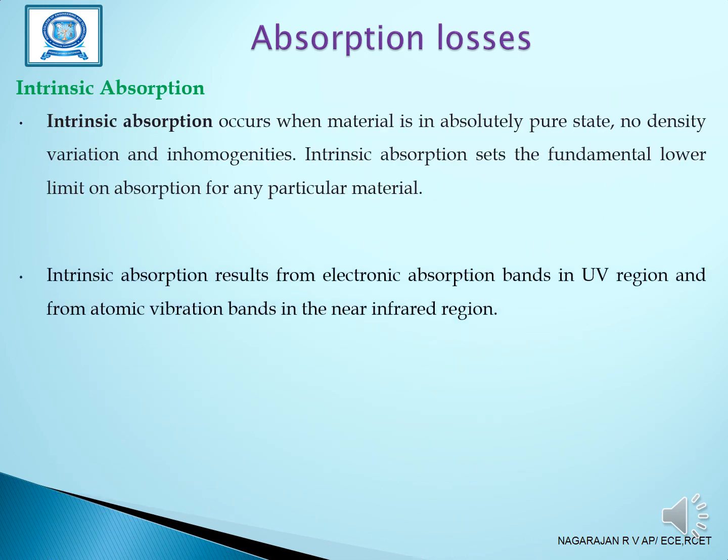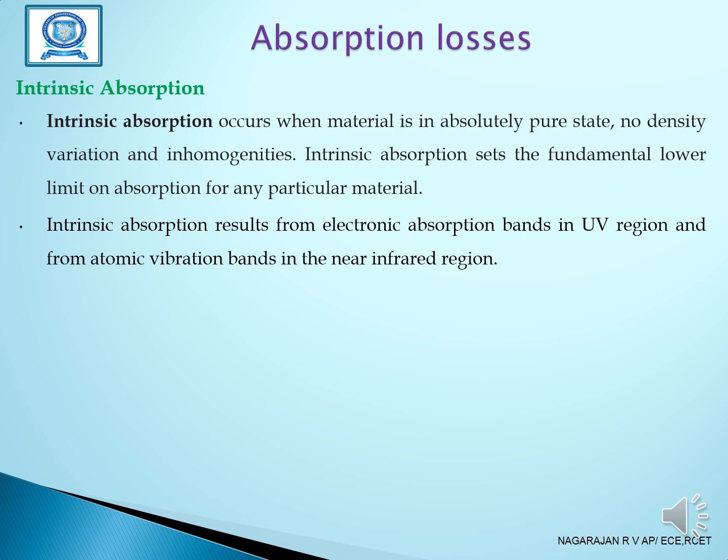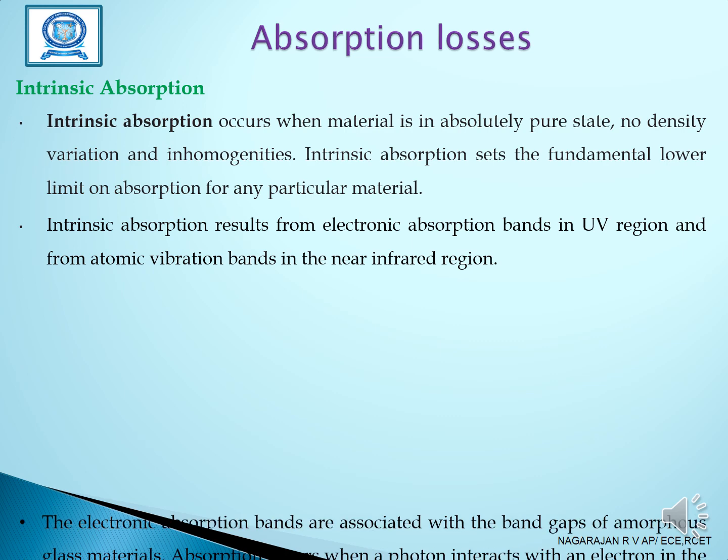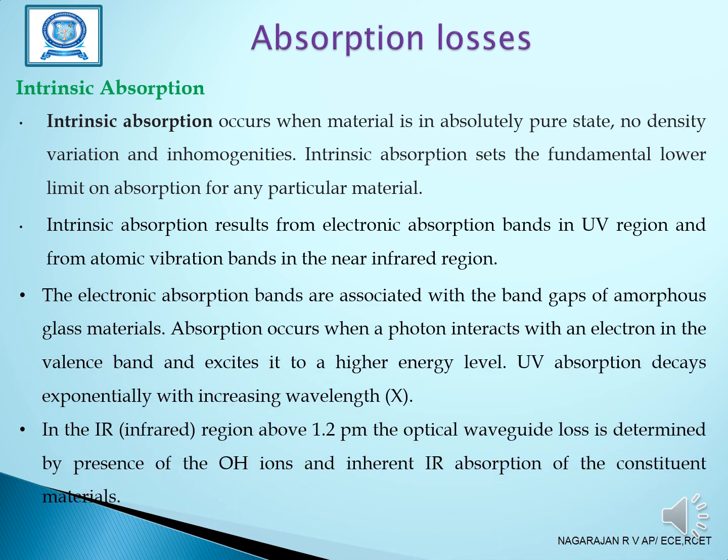Intrinsic absorption occurs when the material is in an absolutely pure state, with no density variation and inhomogeneity. Intrinsic absorption sets the fundamental lower limit on absorption for any particular material. Intrinsic absorption results from electronic absorption bands in the UV region and from atomic vibration bands in the near infrared region. In the infrared region above 1.2 micrometers, the optical waveguide loss is determined by the presence of the OH ion and inherent IR absorption of the constituent material.